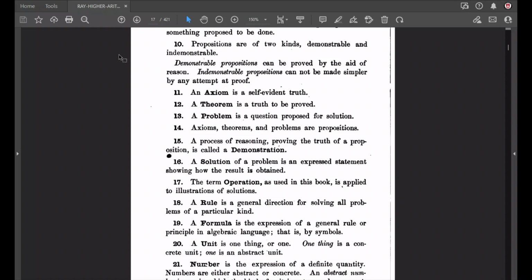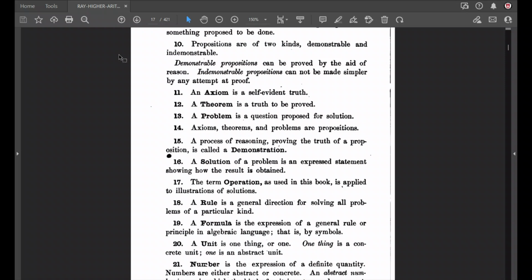Article 19, a formula. A formula is the expression of a general rule in algebraic language. Look at Article 19. A formula is the expression of a general rule or principle in algebraic language. Now, if any of you has any interest in science, science communicates by means of formulas. Science uses formulas.